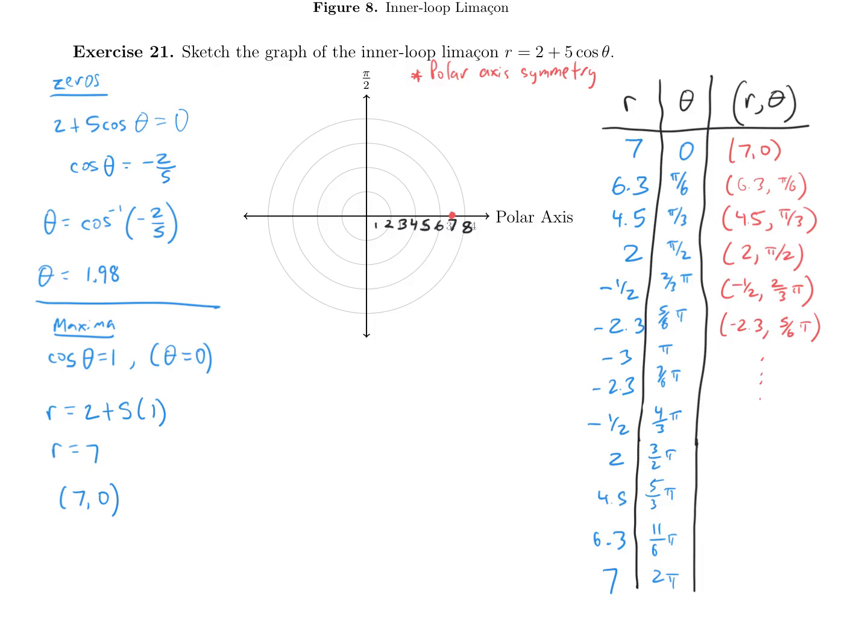The next one's pi over 6, which is 30 degrees up. Here's your 30 degree, pi over 6 angle. 6.3 would be a little bit more than 6, so we're going to put that point approximately. Obviously, it doesn't have to be perfect. It's impossible to get them perfect because we're not computers. All right, the next one would be pi over 3. That's 60 degrees, 4.5 units out, so approximately 4.5 would be somewhere like right here.